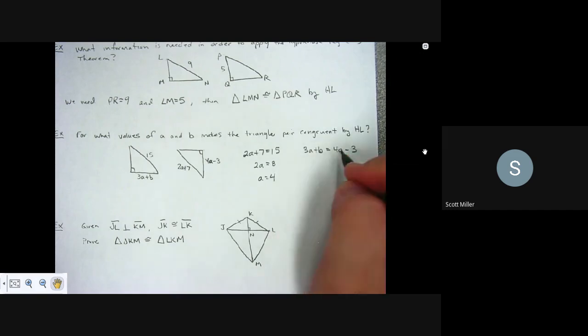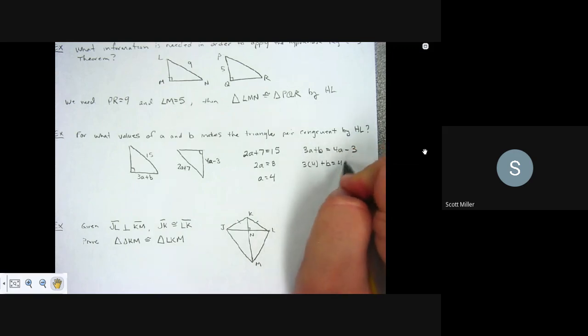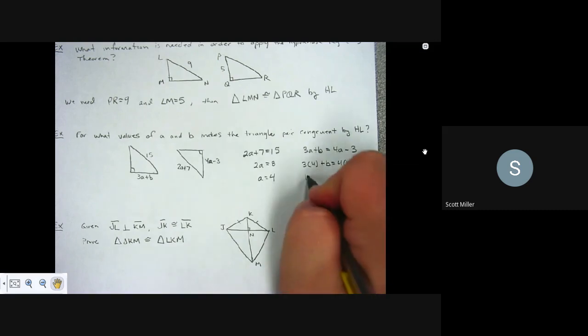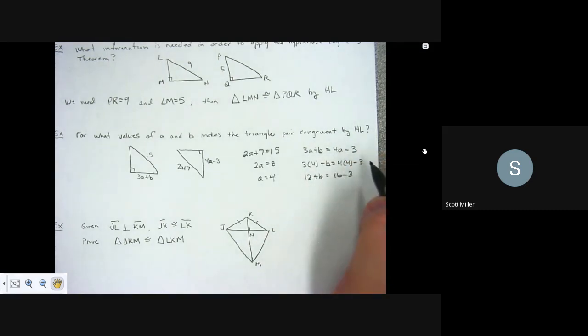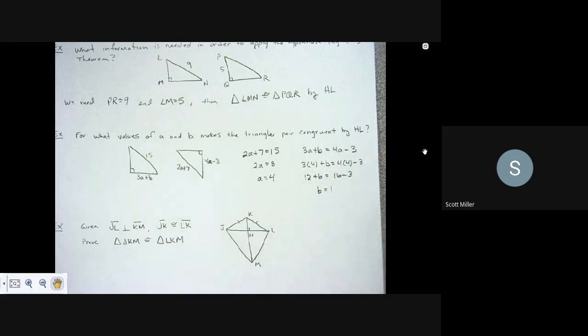If A is 4, I can immediately plug it into this one up here to solve for B. So 3 times 4 plus B is 4 times 4 minus 3. So 12 plus B is 16 minus 3. And then by moving things around, we see that B is equal to 1. And we have answered then the question. Okay?